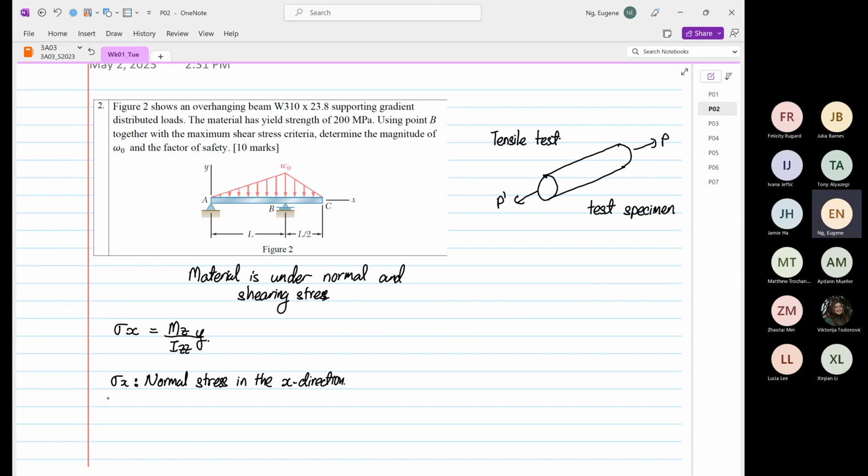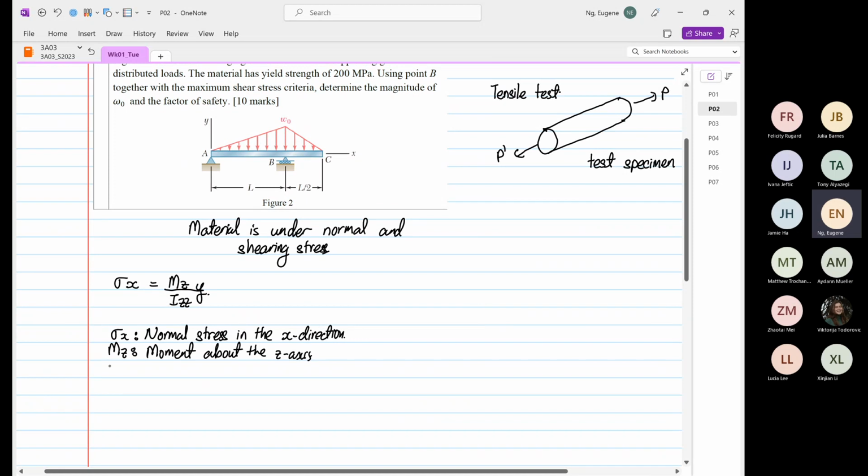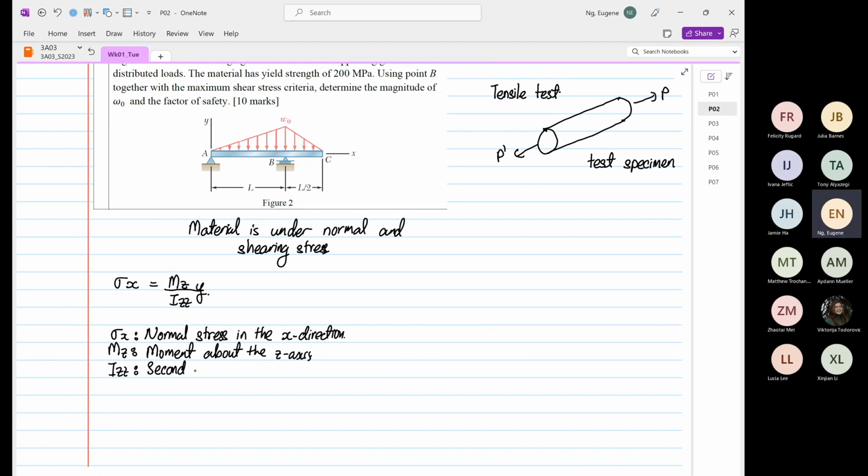Mz is the moment about the z-axis. Izz is our second moment of area, and our y is the distance from the centroid.